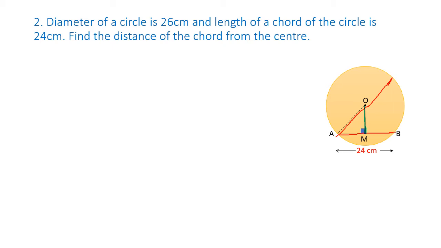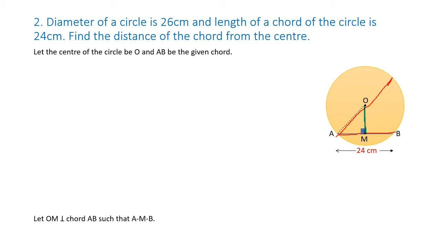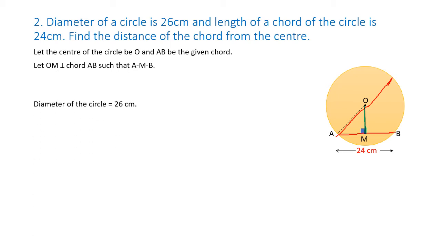Okay, so let us see how we will proceed. So now, what will we write first? We'll write down whatever is given. Let O be the center of the circle and AB be the given chord. OM is perpendicular to chord AB, such that M lies between A and B.